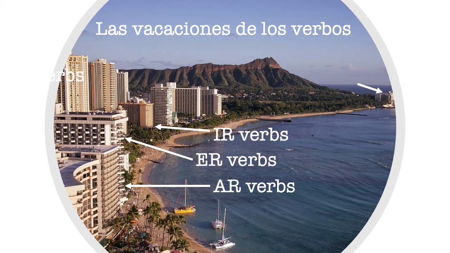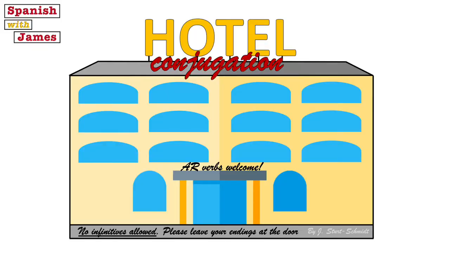Now there is a small group of irregular verbs that are going to stay at that hotel all the way at the end of the beach, but we're not going to look at that hotel today. We're just going to focus on the regular ones. So the AR, ER and IR verbs. So this is the first hotel that we come across on that beach. It's called Hotel Conjugation. It's a chain of hotels, and it's going to be the same one we're going to see for the AR verbs, the ERs and the IRs.